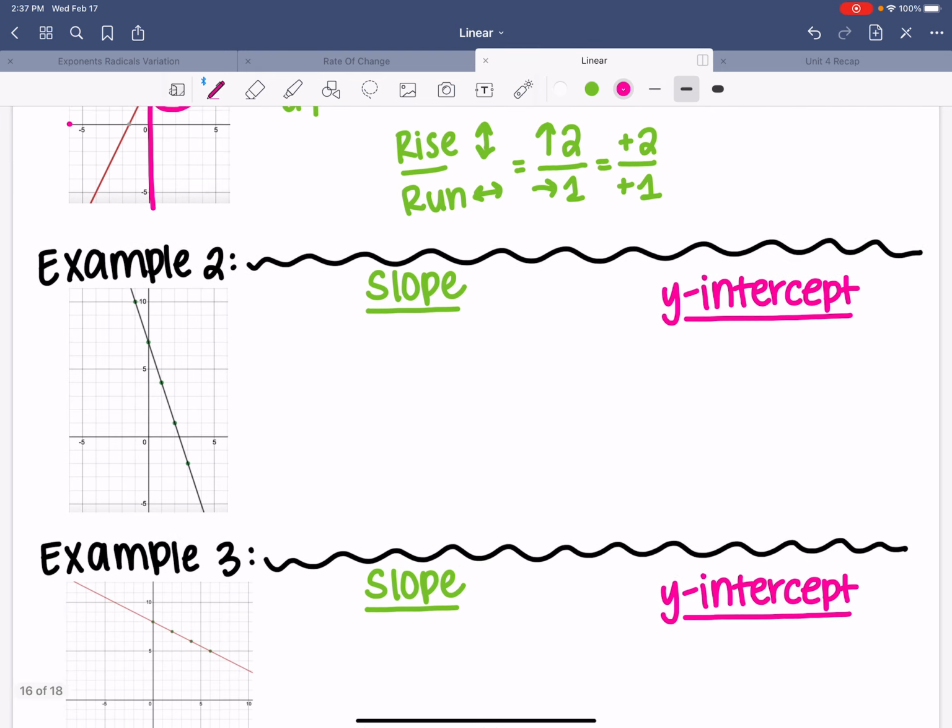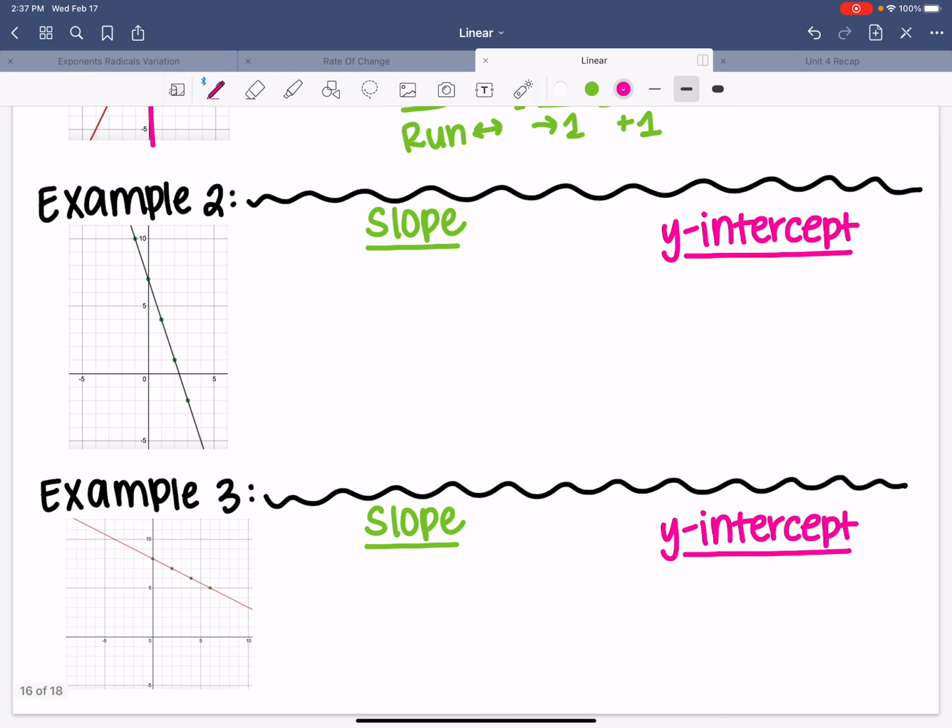Let's do some more examples. In example 2, the slope, we're going to find that by creating a table of perfect points. So we can pick any 2 perfect points on this line. So I see a point here and I see a point here. Right, so those points are 1, 4 and 2, 1.